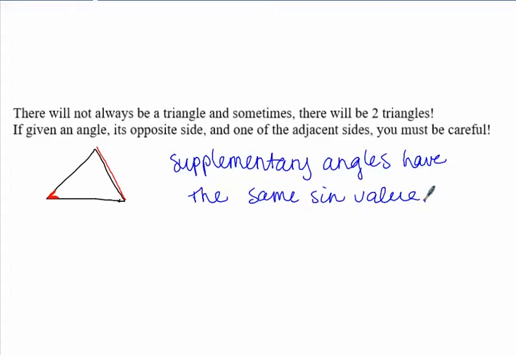Those of you who are already familiar with the unit circle should be able to see why this is true. Those of you who are not familiar with the unit circle yet, we will get to that in our next unit. Remember that supplementary means that two angles add up to 180 degrees. So let's look at the three possible scenarios.